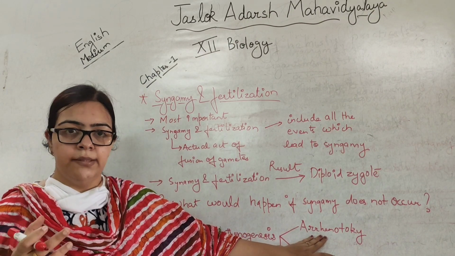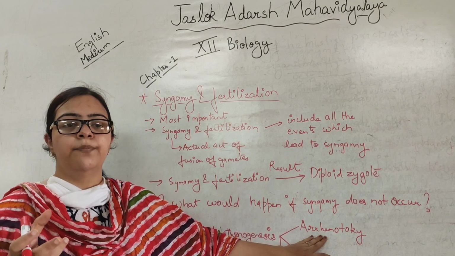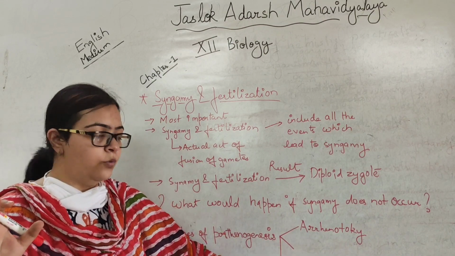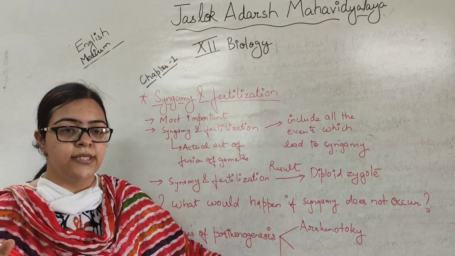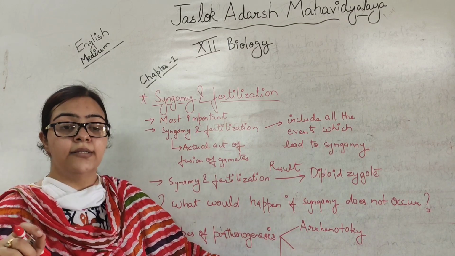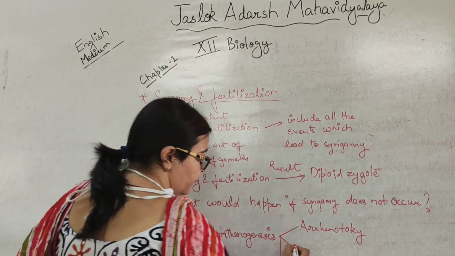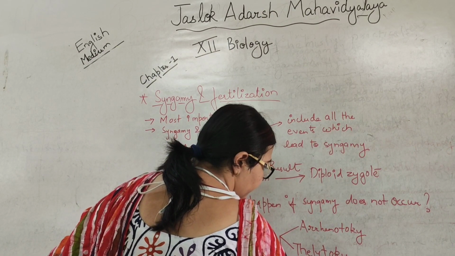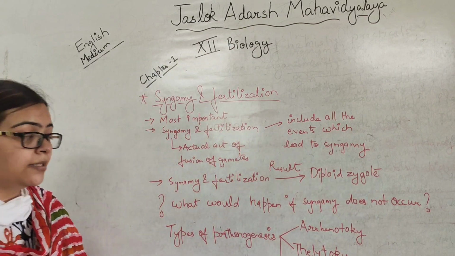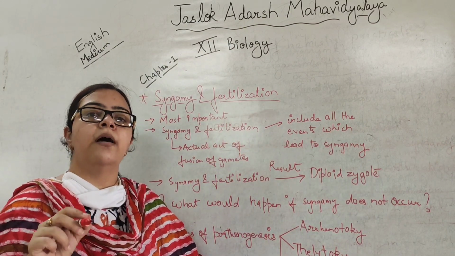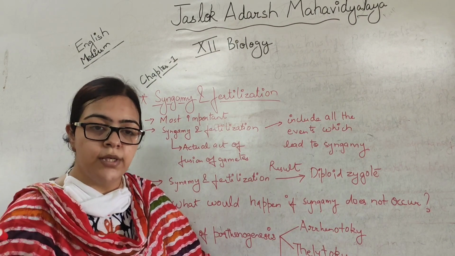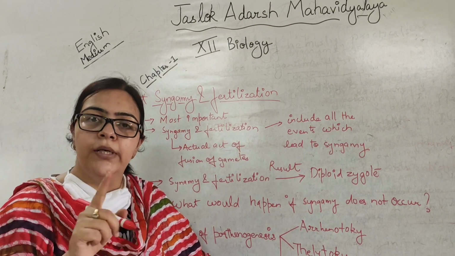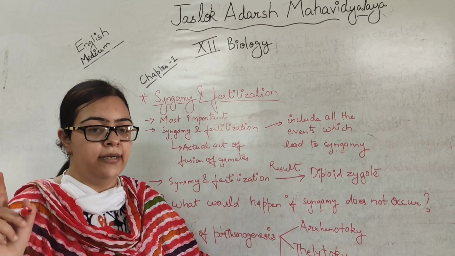Example, we can say that honeybee. We will also see the reproduction in honeybee during 5th chapter. Now, the second type of parthenogenesis is teletochy. In this type of parthenogenesis, the female gamete will develop into female individuals. The female gamete, without being fertilized by the male gamete, will develop into only female individual.